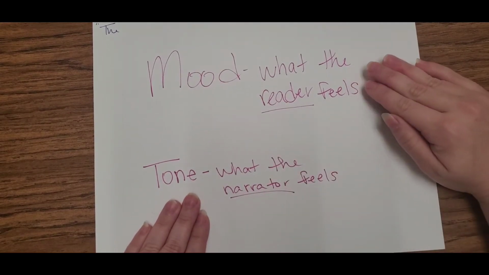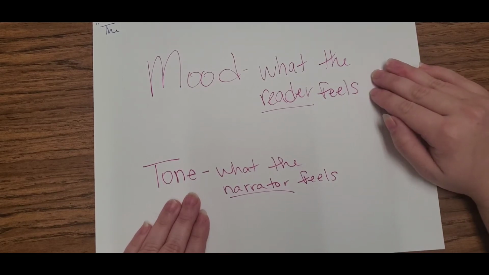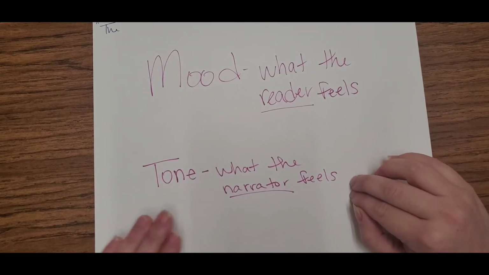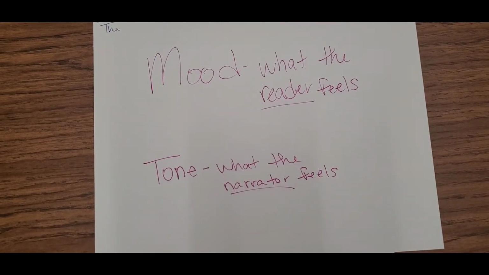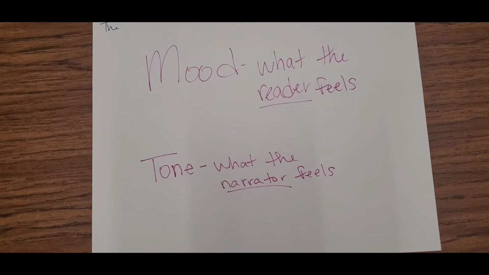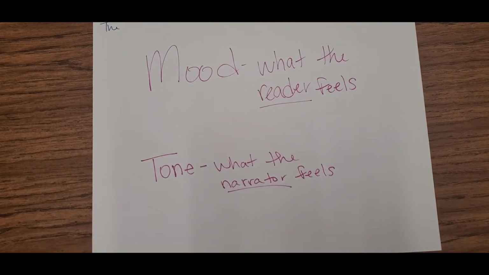So mood, as you are reading the story, what are the emotions you are getting? Is it making you feel sad? Is it making you feel happy? Whereas tone might be more specific. What is the narrator themselves feeling? So is the narrator angry? Is the narrator very frustrated? Things like that. So remember, mood, reader, tone, narrator.